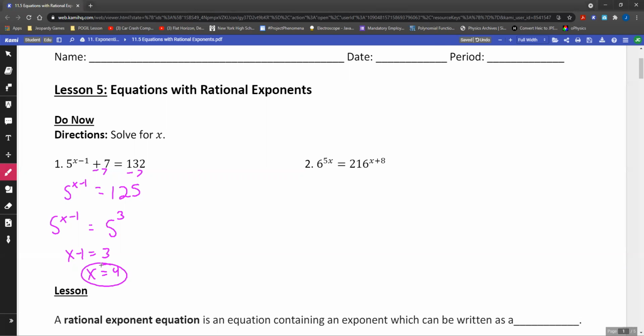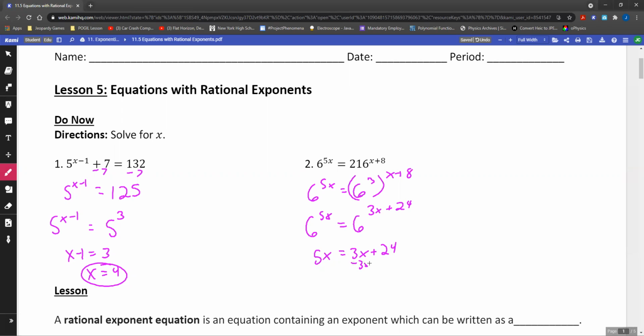Over to here. If you recall, 216 is actually 6 cubed. And we get this. Fixing the exponents, 8 times 3 is 24. So setting them equal to each other, we get this.